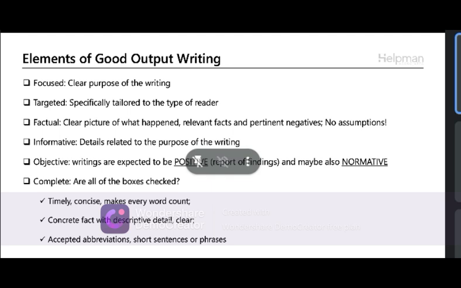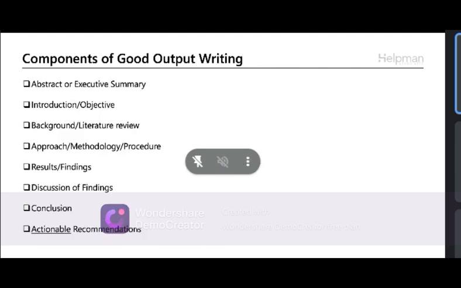These are elements of good output writing. Generally, good output writing has to be focused. It has to be targeted, factual, informative, objective, and complete. Okay. So when we talk about the components, the first one is the abstract, or what's called the executive summary.